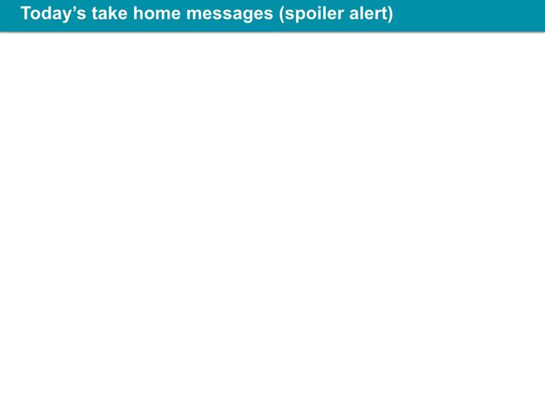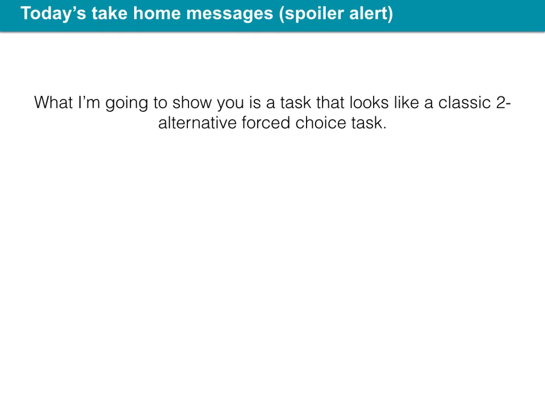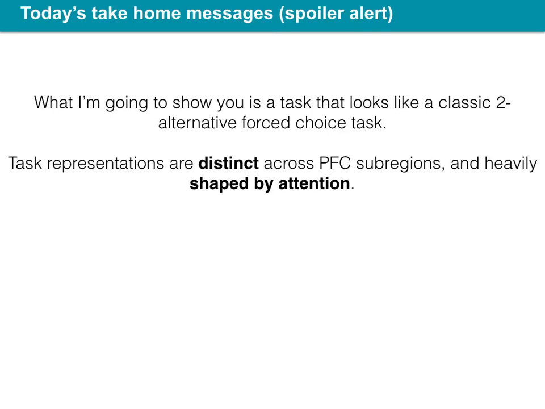And what I actually want to do is to kind of spoil the story for you by telling you our interpretation of the story right at the start. So you only really have to listen to this talk for another 30 seconds to hear our take on the paper. So what I'm going to show you is a task that looks like one of those classic 2 alternative forced choices. And what we find is that the representations are very distinct between the 3 prefrontal subregions, and they're also very heavily shaped by the subject's current attention.